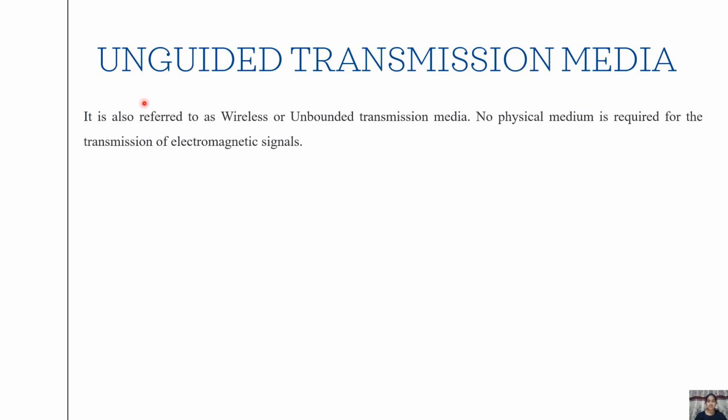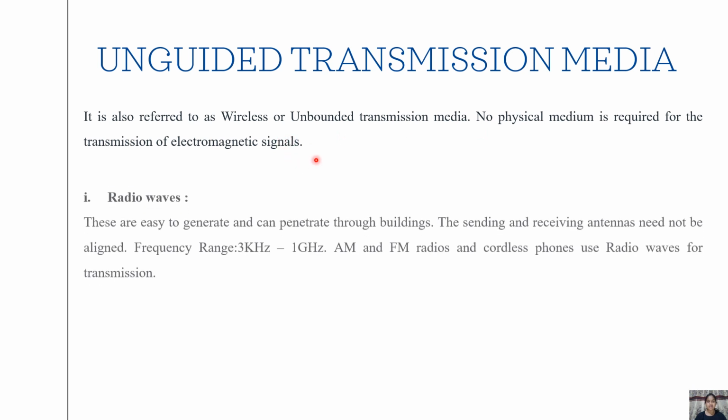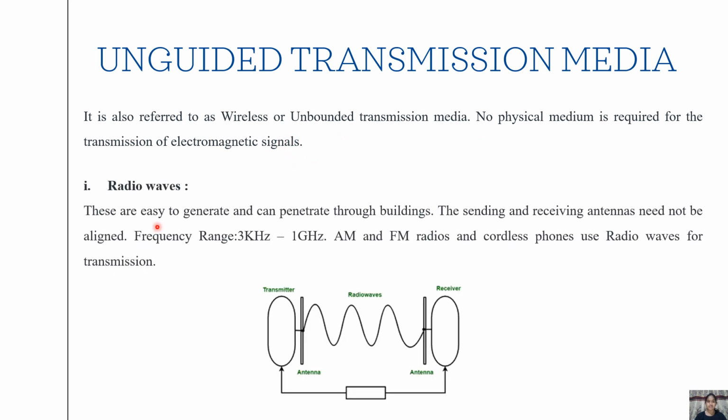It is also referred to as wireless or unbounded transmission media. No physical medium is required for the transmission of electromagnetic signals. The first one is radio waves. These are easy to generate and can penetrate through buildings. The sender and the receiver antennas need not be aligned. Frequency range is 3 kHz to 1 GHz. AM and FM radios and cordless phones use radio waves for transmission.